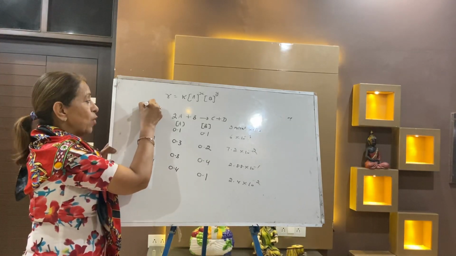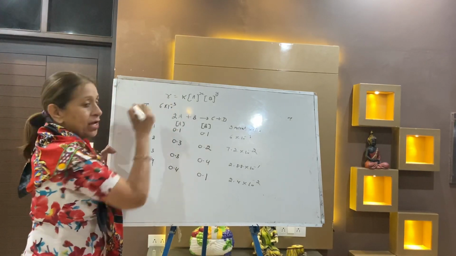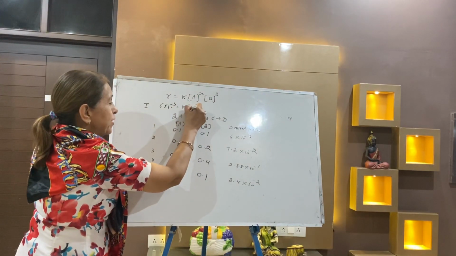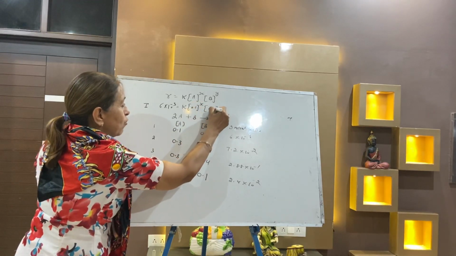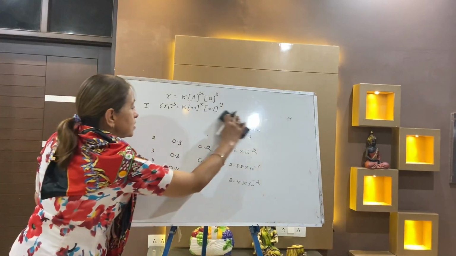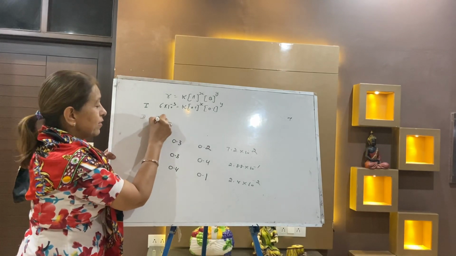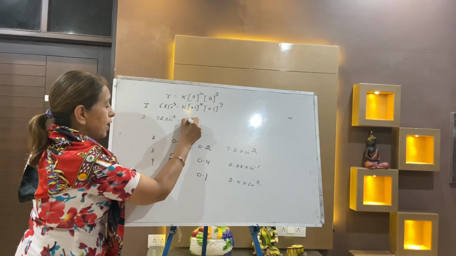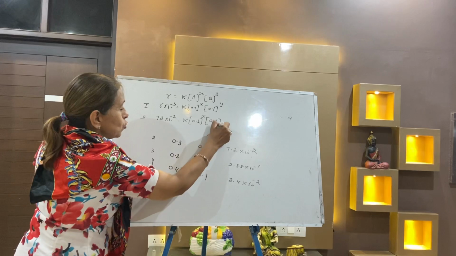Write down experiment number 1. Rate is 6 into 10 raised to power minus 3 is equal to K, 0.1 power X, 0.1 power Y. This is your first. Next is the second: 7.2 into 10 raised to power minus 2 is equal to K, 0.3 power X, 0.2 power Y.